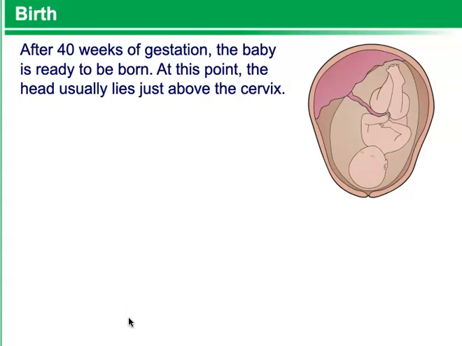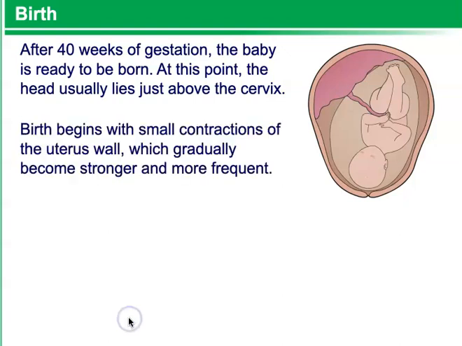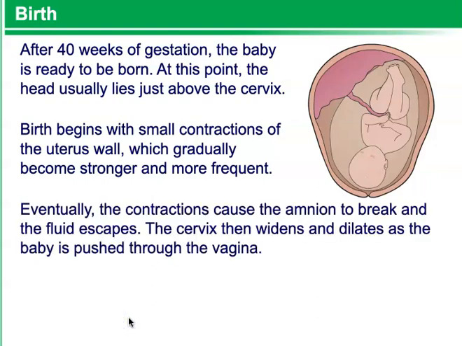Birth. After 40 weeks of gestation, the baby is ready to be born. At this point, the head usually lies just above the cervix. Birth begins with small contractions of the uterus wall, which gradually become stronger and more frequent. Eventually, the contractions cause the amnion to break and the fluid escapes.